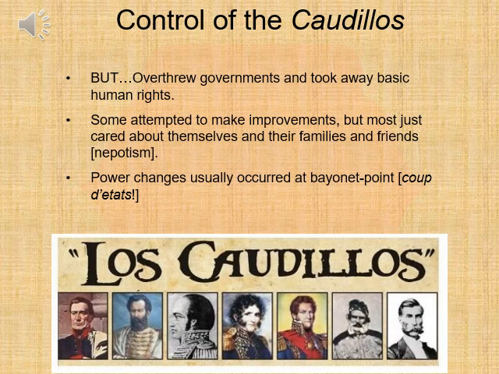And under the control of the caudillos, many overthrew governments and took away basic human rights from their citizens. Some attempted to make improvements, but most just cared about themselves and their families and friends. This is called nepotism. They looked out for their wealthy elite and their family. Power changes under these countries and under these conditions usually occurred at knife point or bayonet point in what are called coup d'etats. This is a violent overthrow of a military leader by the military.